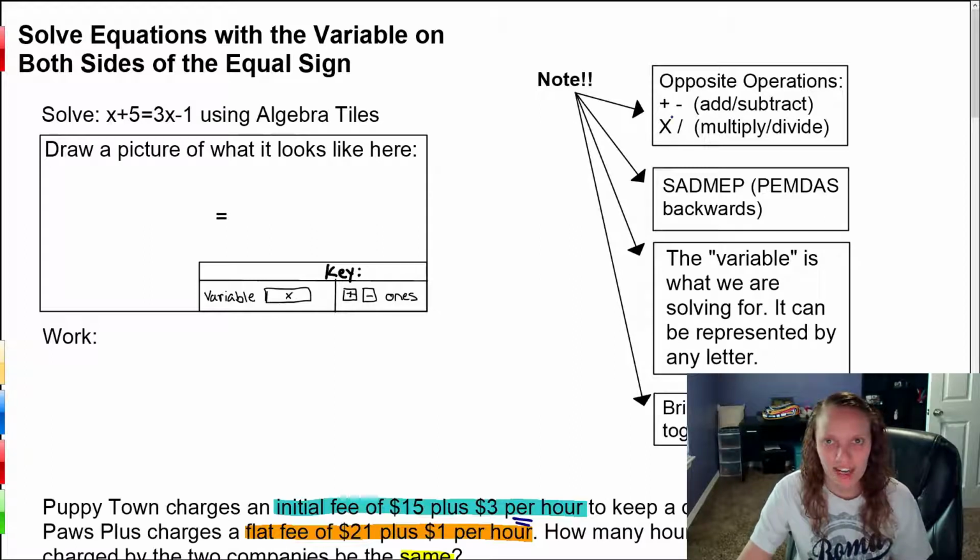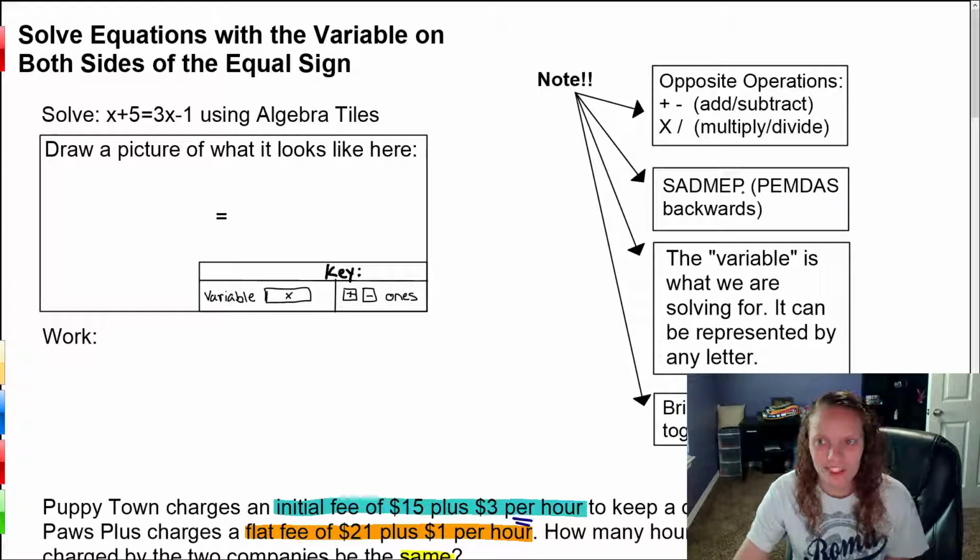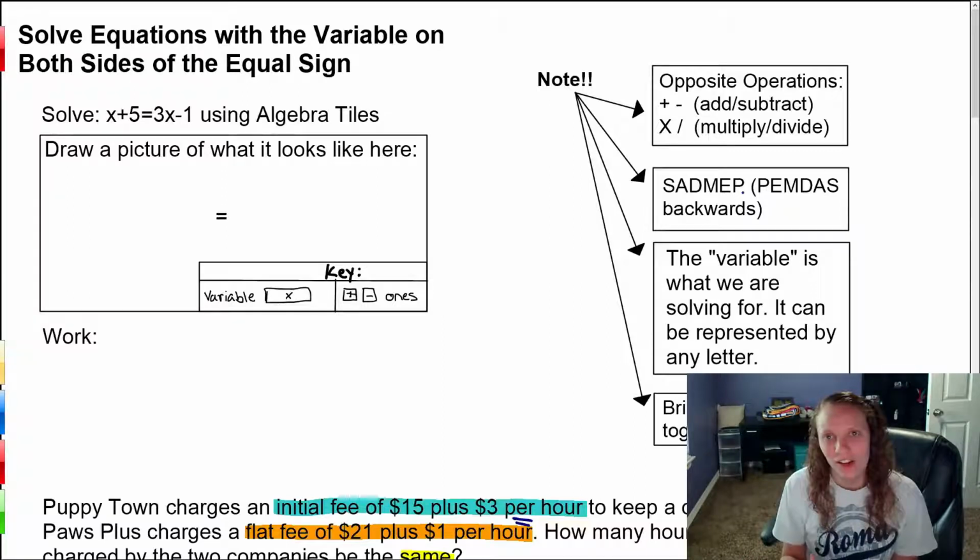Add and subtract, they're opposites. The opposite of multiply is divide. And then to work these equations out, we're going to be doing PEMDAS but backwards. So that's why I have it written backwards right here. Add and subtract will probably come first. Multiply and divide if there's exponents or parentheses. Okay, so we're going to be working it backwards to undo and figure out what the missing piece is.